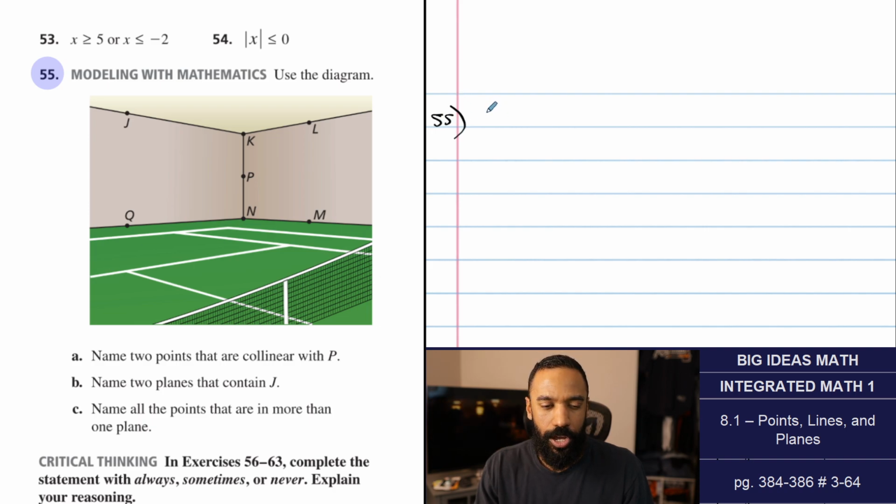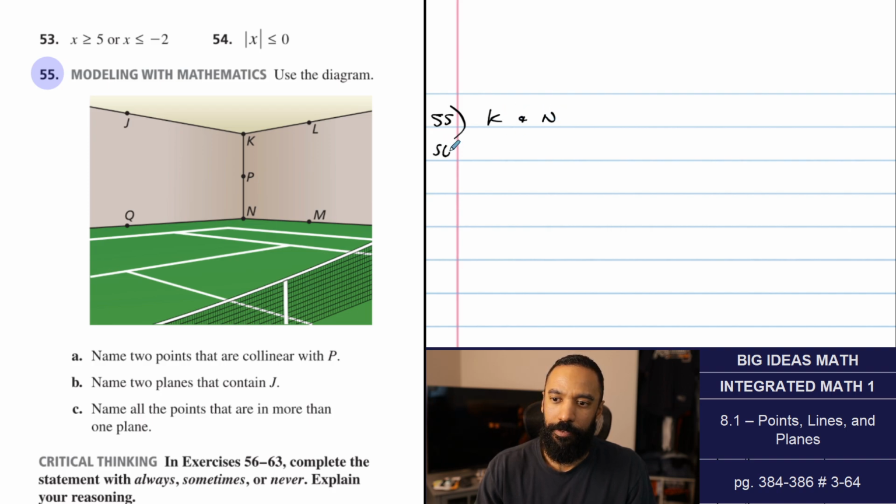Name 2 points that are collinear with P. K and N. K and N are collinear with P. Number 56. Name 2 planes that contain J.